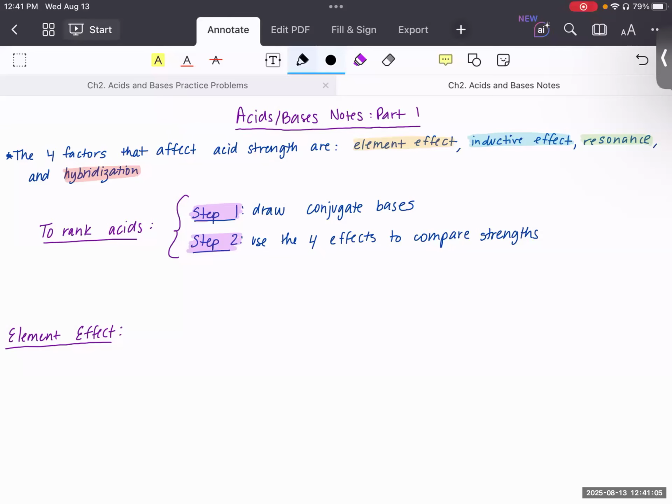All right, so this video is going to focus on acids and bases, and specifically it is for an organic chemistry course. And in this first part, we're going to look at the four factors that affect acid strength. Those are going to be the element effect, the inductive effect, resonance, and hybridization.